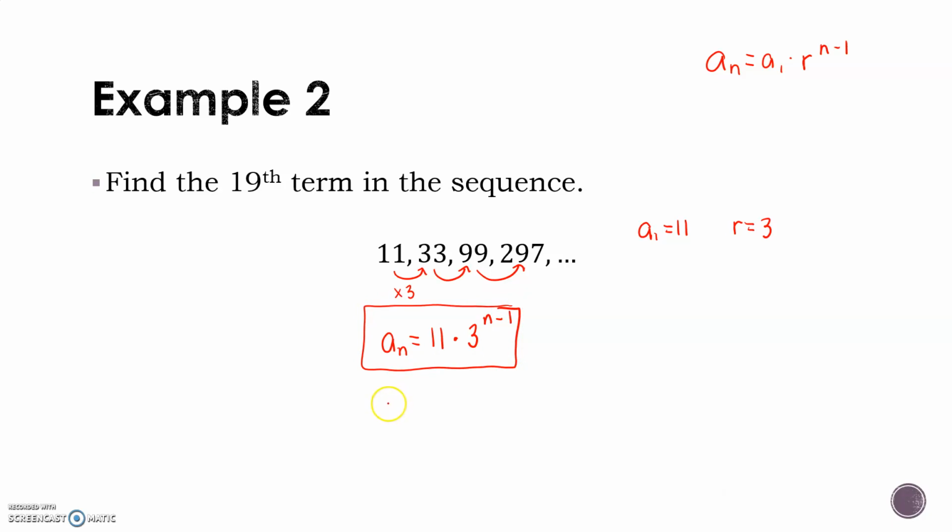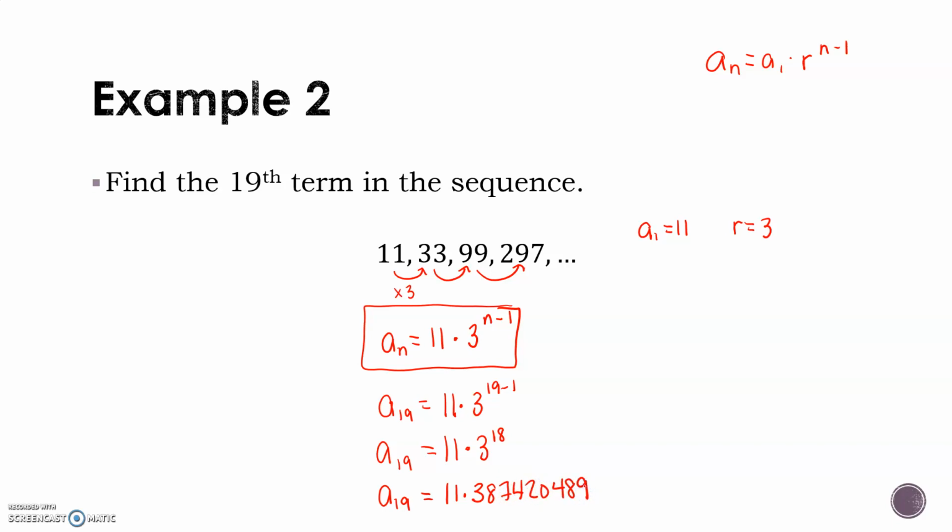And so then we want to find the 19th term. So we're going to say a sub 19 equals 11 times 3 to the 19 minus 1. Well, 3 to the 19 minus 1 is 3 to the 18th power. And so we need to do that in our calculators. So when I do 3 to the 18th, I get 11 times 387,420,489.